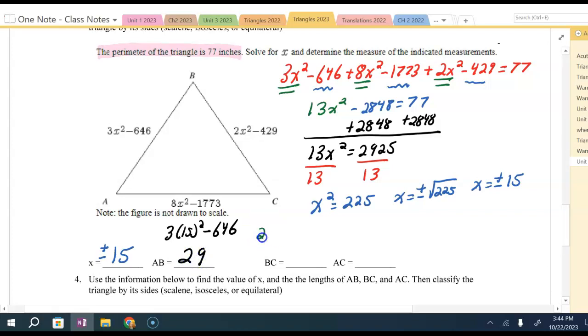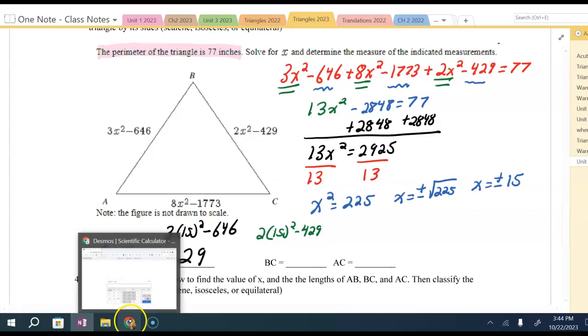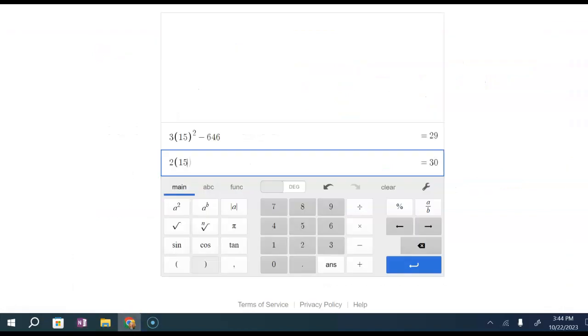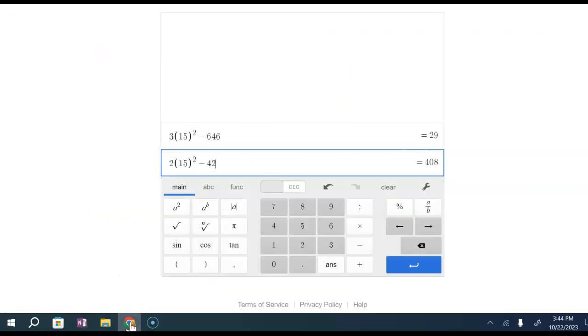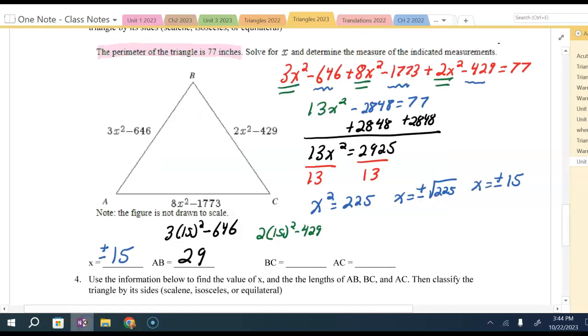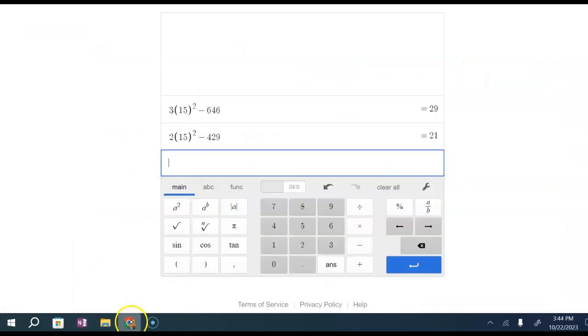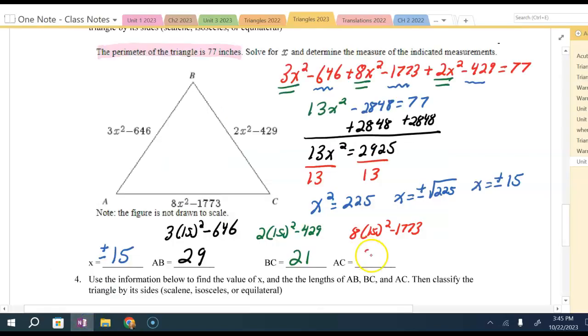BC is 2 times 15 squared minus 429. So 2 times 15 squared minus 429 will give me 21. And then the last one, 8 times 15 squared minus 1773. So 8 times 15 squared minus 1773 gives me 27.